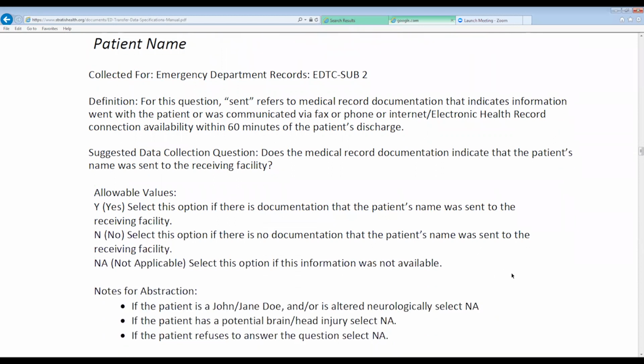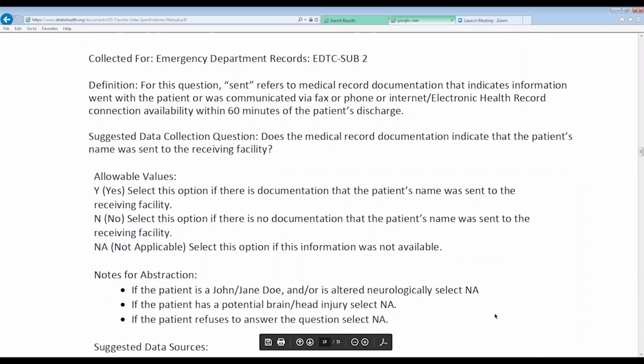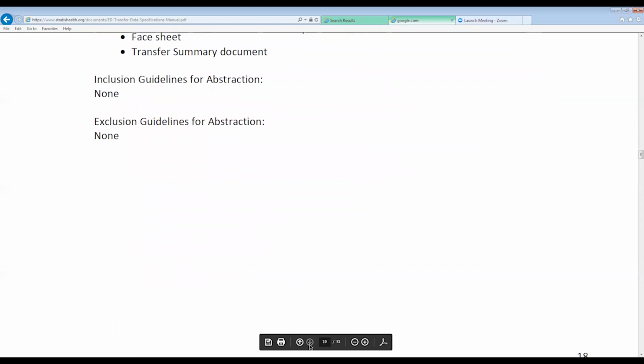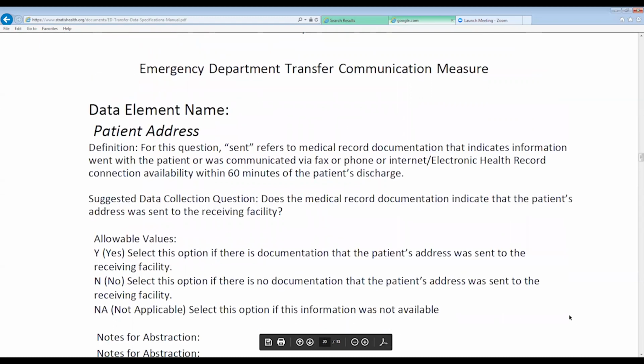Patient name, there's really not much to say about that. The only thing is that there is an NA for this one, and that would be if the patient had a head injury, or had a stroke, if they were neurologically altered and couldn't give you their name, okay, that's an NA. If for some reason the patient just wouldn't give it to you, that's an NA. Sorry for the scrolling, if that bothers anybody. Address, same thing.